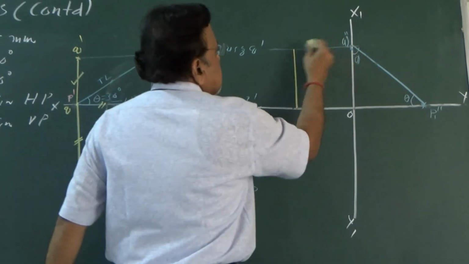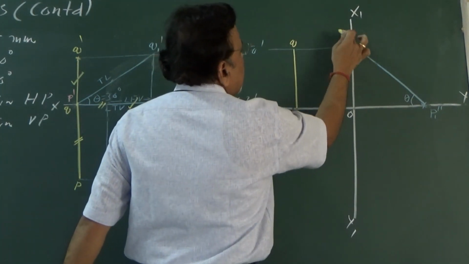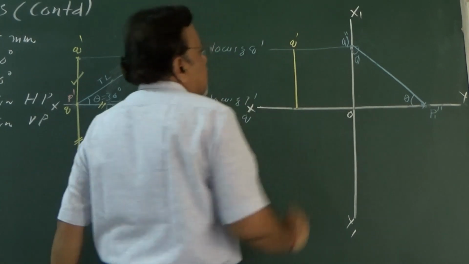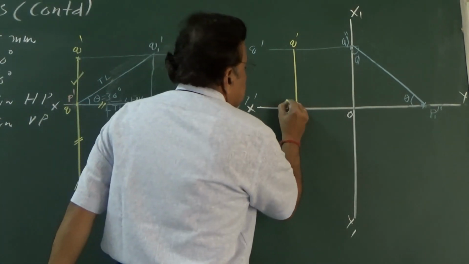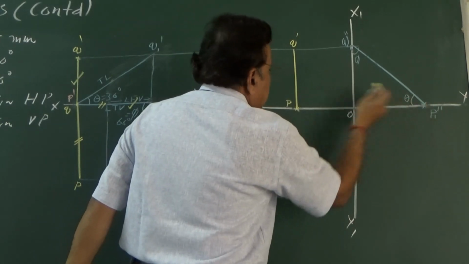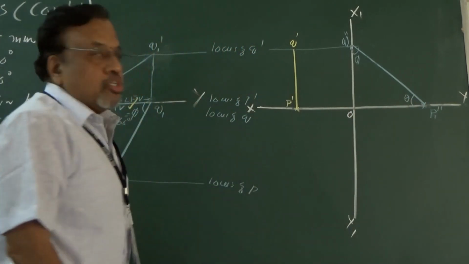Okay. So what about this? This is Q1 double dash. This should be what then? Q dash, your final projection. Then what about this? Because this is P1 double dash, this should be P dash, your final projection.